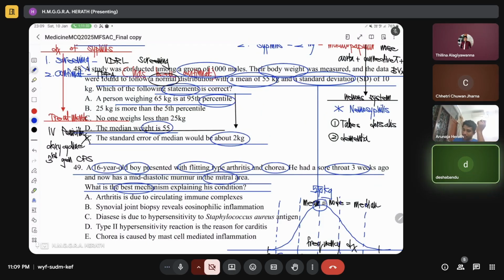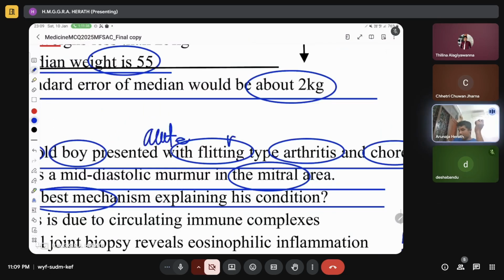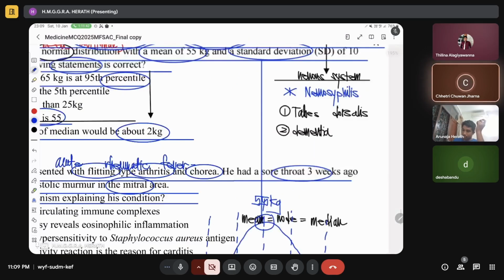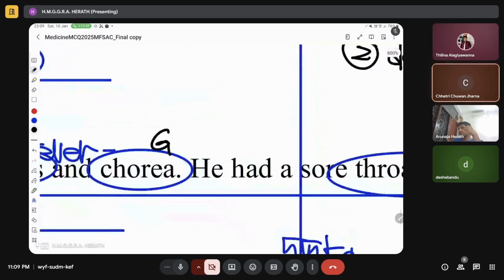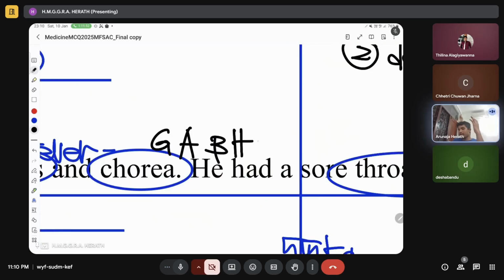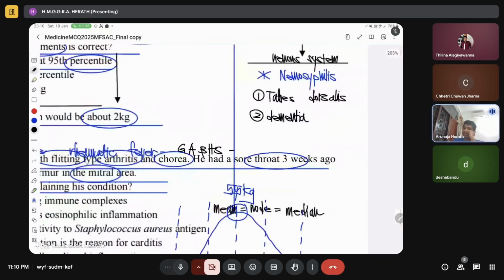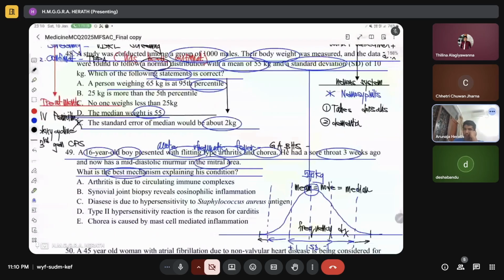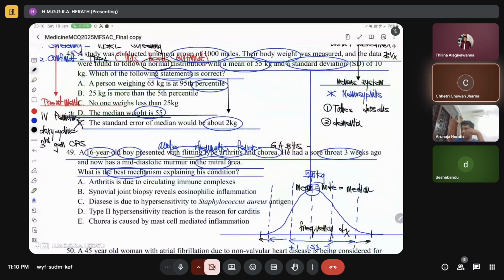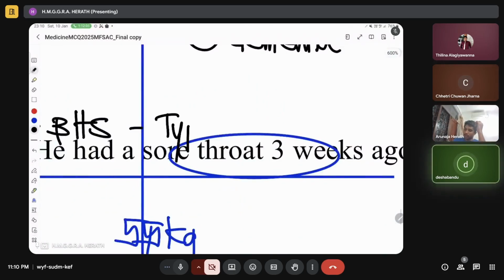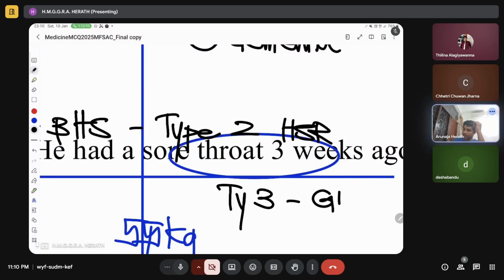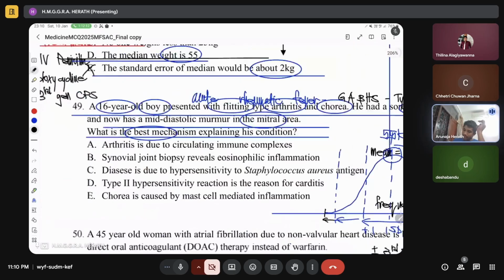Acute rheumatic fever. So what is the underlying immunological phenomenon behind acute rheumatic fever? Group A. What sort of immune hypersensitivity reaction is this? Type 2. Why? That day I told you antibody, like glomerulonephritis. Right.